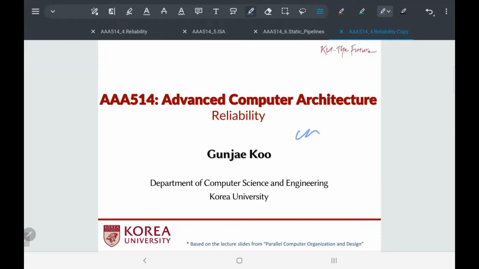Okay, so let's discuss reliability. As I mentioned in the previous class, reliability means that the data in the computer processor can be changed. We assume that the data inside of this processor does not change because we are using digital design, which is very tolerant to noise signals.